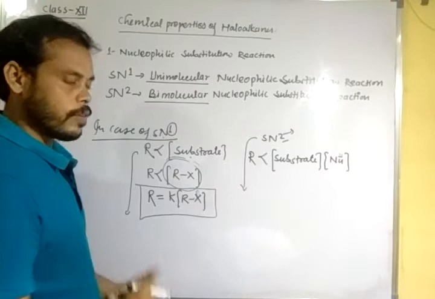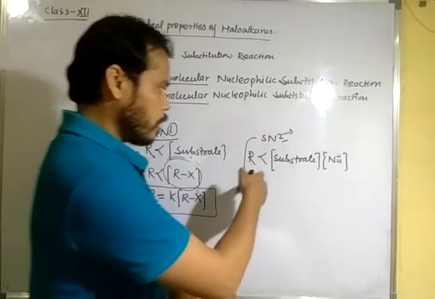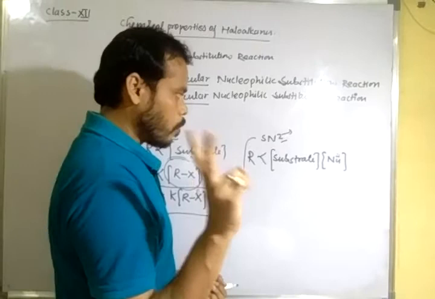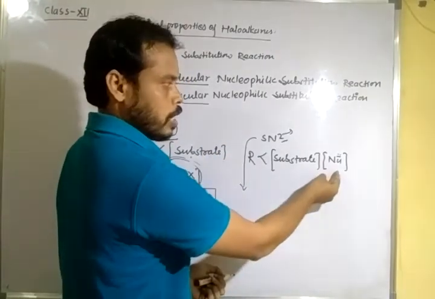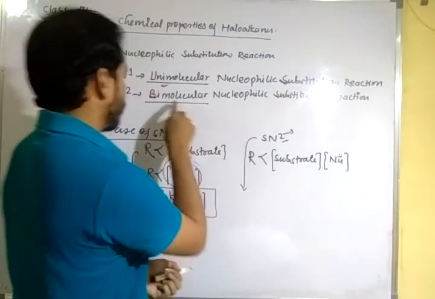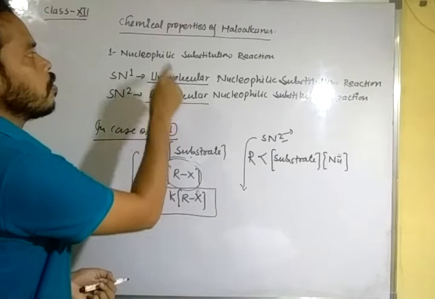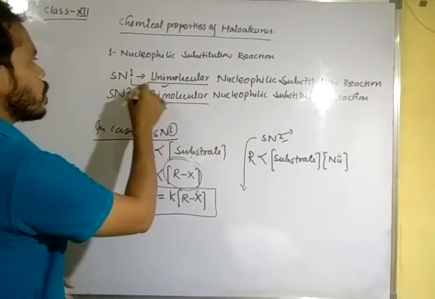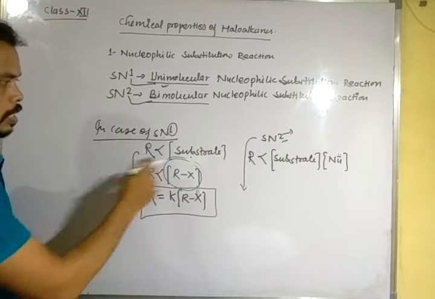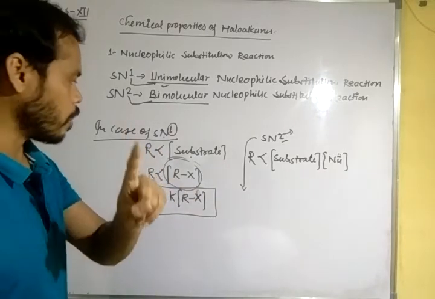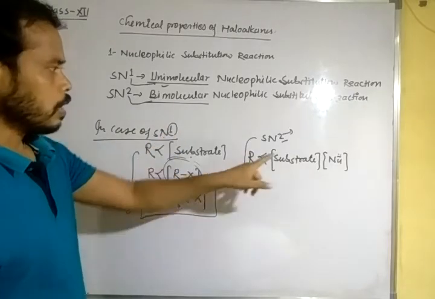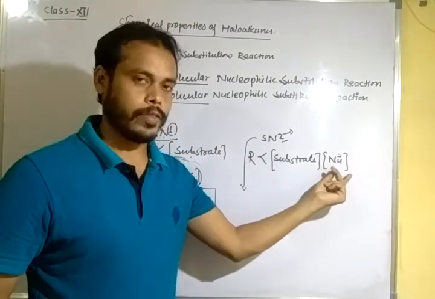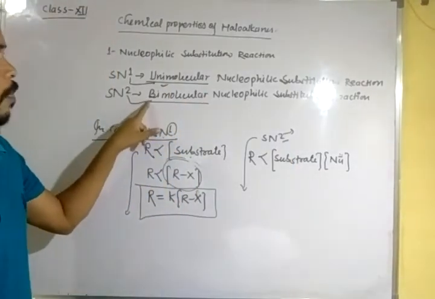So it is known as SN1, unimolecular. And in this case, you can see the rate of reaction depends on the concentration of two molecules: one is substrate, second is nucleophile. So this stands for bimolecular. Don't get confused: 2 stands for bimolecular, 1 stands for unimolecular. Here the rate depends upon the substrate, only one molecule, so it is written 1. In the other case, it depends on two molecules, substrate and nucleophile, so it is written 2, standing for bimolecular.